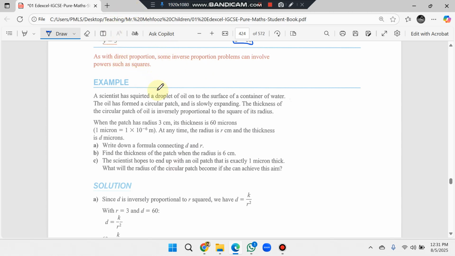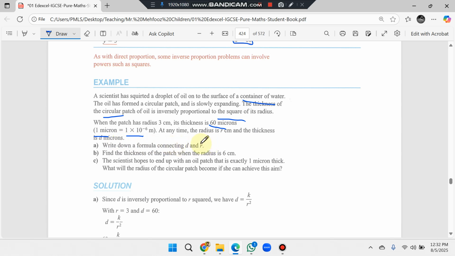A scientist has squirted a drop of oil on the surface of a container of water. The oil has formed a circular patch and is slowly expanding. The thickness of the circular patch of oil is inversely proportional to the square of its radius. When the patch has radius 3 centimeters, its thickness is 60 microns. 1 micron equals 1 times 10 to the power minus 6 meters. At any time, the radius is r centimeters and the thickness is d microns. Write down a formula connecting d and r.